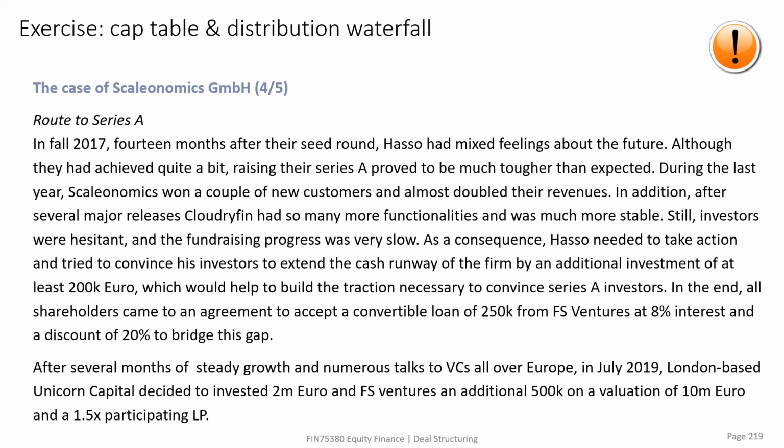After several months of steady growth and numerous talks with VCs all over Europe, in July 2019, London-based Unicorn Capital decided to invest 2 million euros and Frankfurt School Ventures an additional 500,000 euros on a valuation of 10 million and a 1.5x participating liquidation preference.